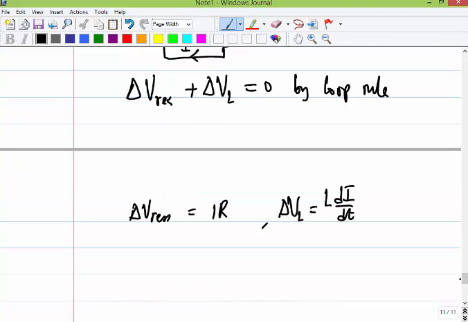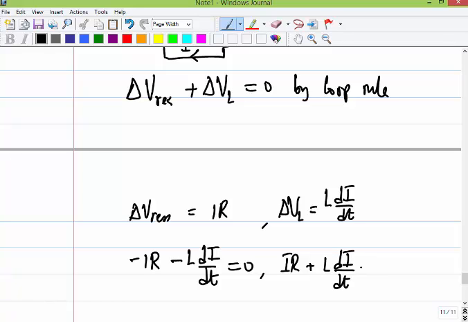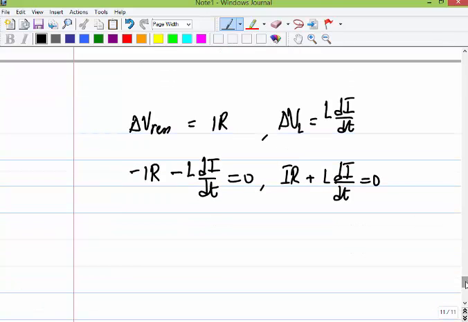If we take from what we learned in our circuit, the current going across the resistor is negative IR, and the current going across the inductor is negative L di dt, and that's equal to 0. So this can be written as IR plus L di dt equal to 0. You can remove the negative sign if you want. So that's one option.